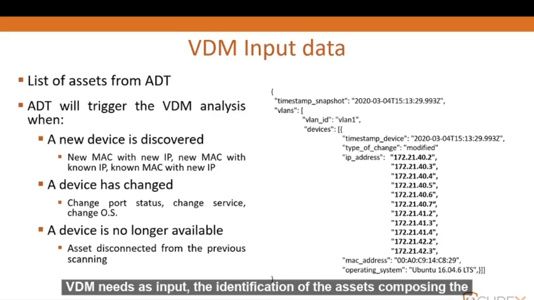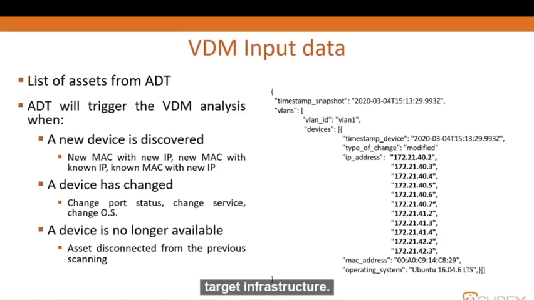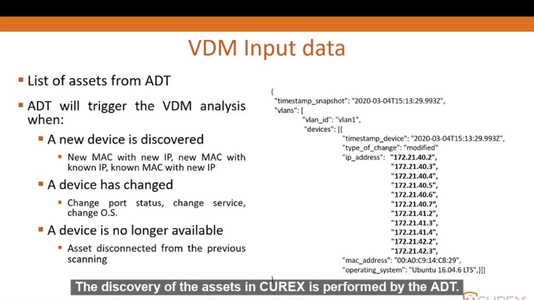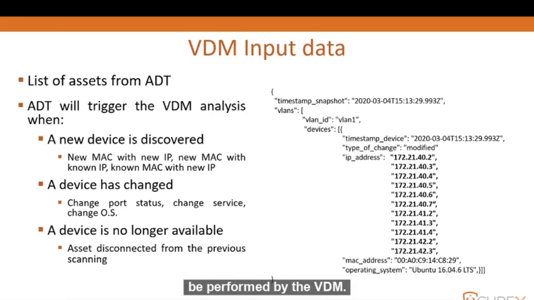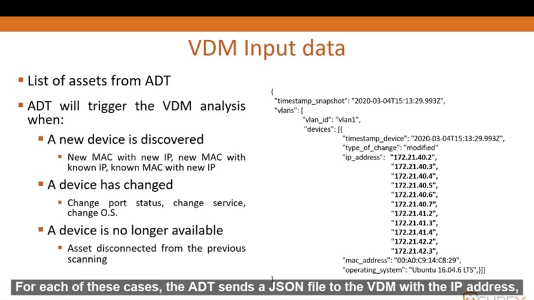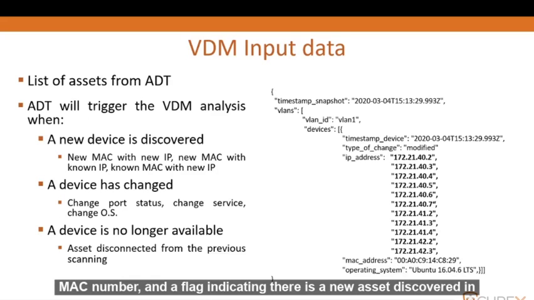The VDM needs as input the identification of the assets composing the target infrastructure. The discovery of the assets in CUREX is performed by the ADT. Every time a new asset is discovered by the ADT, or whenever there is a change in the system's configuration, a vulnerability analysis will be performed by the VDM. For each of these cases, the ADT sends a JSON file to the VDM with the IP address, MAC number, and a flag indicating there is a new asset discovered in the system.